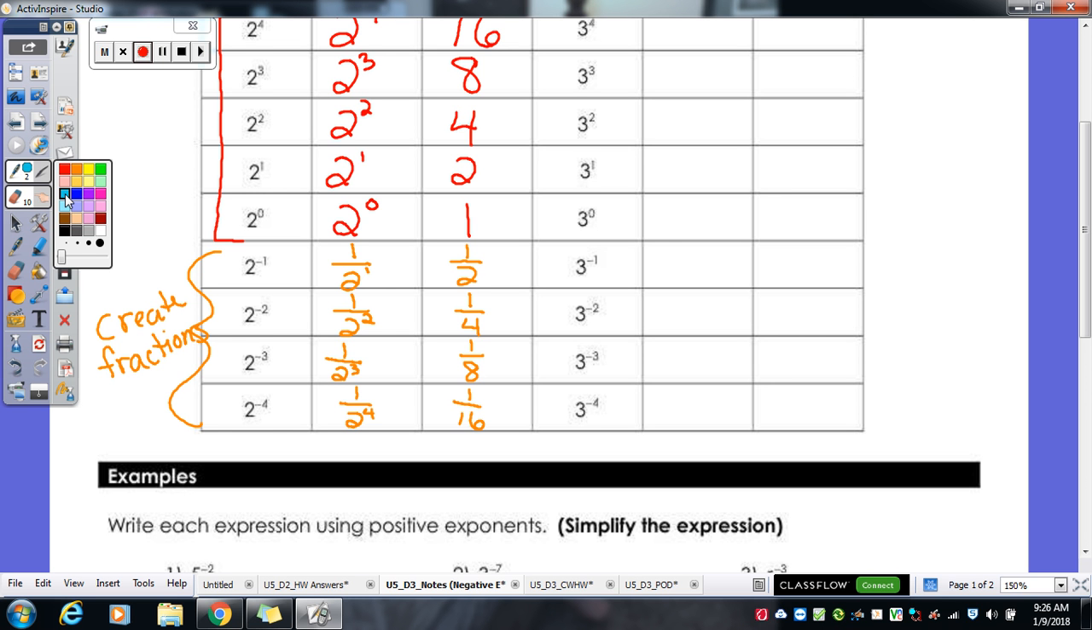So let's see if you can fill in the 3's over there on the right side. So I'll give you a minute. See if you can do that one on your own.